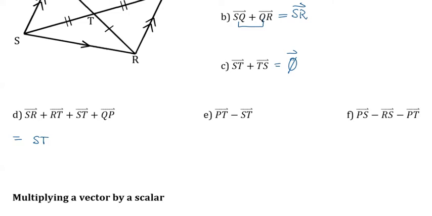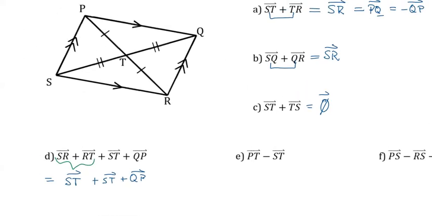That is not the opposite of PR, so it's not negative PR. PR is going in a totally different direction. Okay? So this is equal to, now SQ plus QP, adding ST to ST. And then this last one's easy because SQ plus QP, there's an intuitive one to that, SP. You could also call that RQ, right?